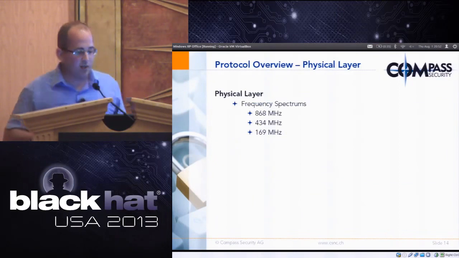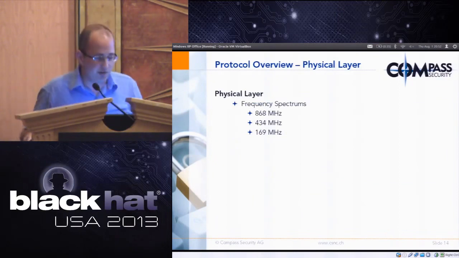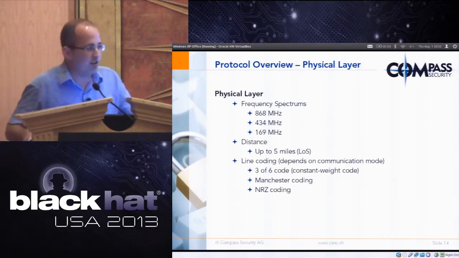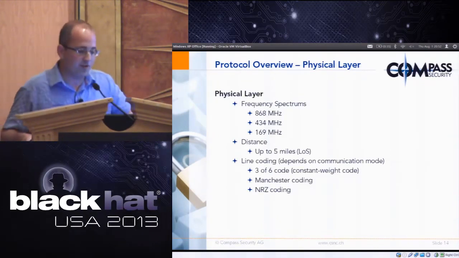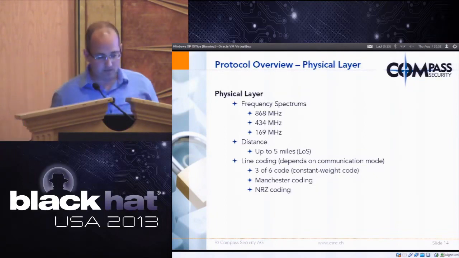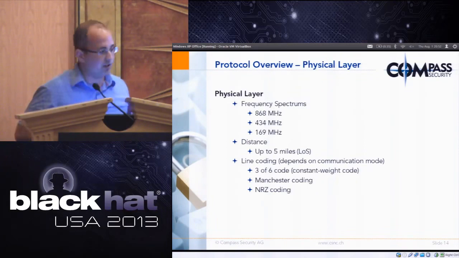So at the physical layer, we have different frequencies used. We have 868 megahertz, 434 megahertz, and 169 megahertz, whereby the 169 megahertz is used for transmission over long distance, so we're talking about 5 miles. The other frequencies are actually used within a more narrow scope, so we're talking about 100 meters. There are different line codings.